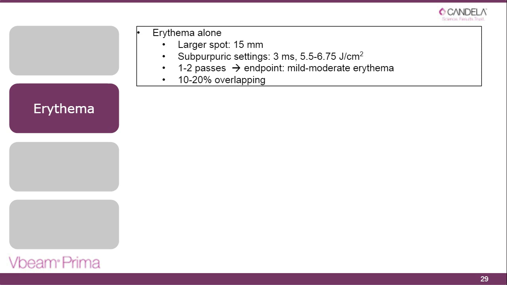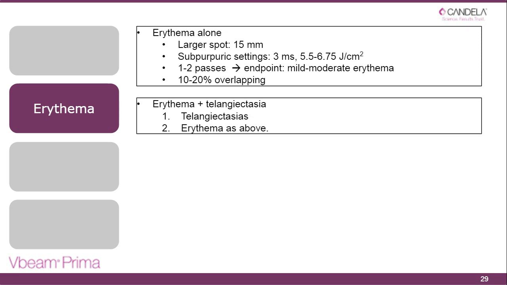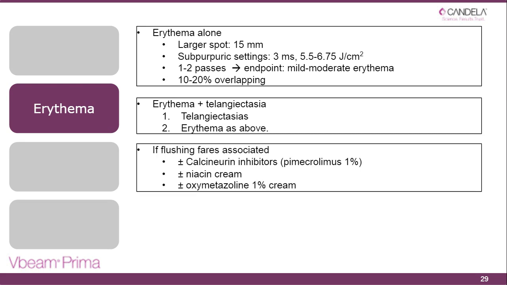I always use subpurpura settings between 1 to 2 passes. I'm looking for a mild to moderate erythema, depending also on how the patient feels with different passes, and between 10 to 20% of overlap. When there is erythema and telangiectasia, I first treat the telangiectasia, and then I treat the erythema, treating also the telangiectasia where the erythema is as a background. And if there are a lot of flares or flushing associated, I combine it safely with calcineurin inhibitors, niacin cream, or oxymetazoline cream, as I told you before.